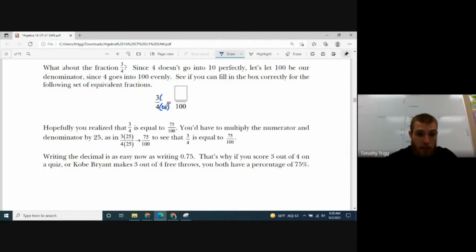Well, if I multiply the denominator by 25, I have to multiply the numerator by 25 as well. So 3 times 25, and you can use your calculator there, that gives you 75. And again, you could always check with your calculator. 3 divided by 4 should give you the same decimal as 75 divided by 100. In fact, they both give you 0.75. Okay.